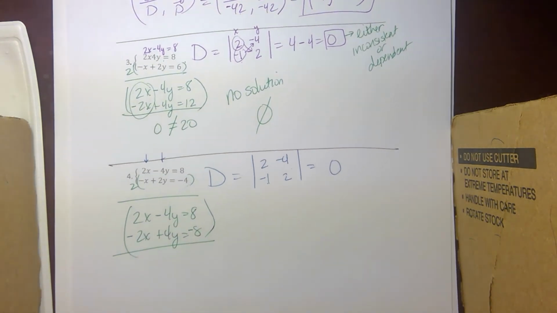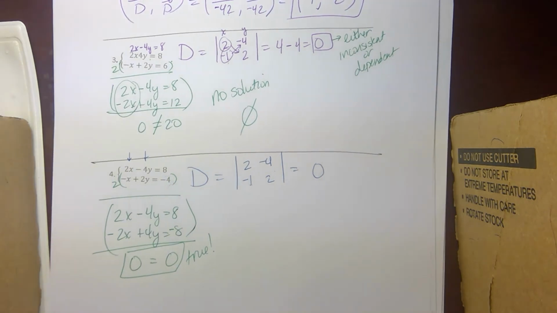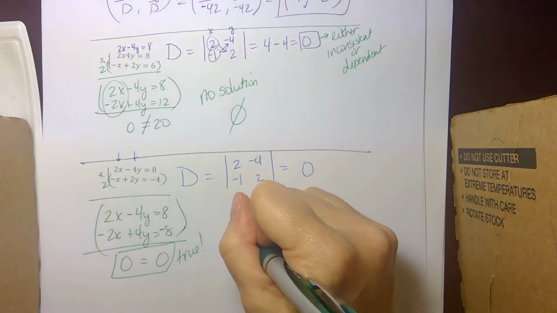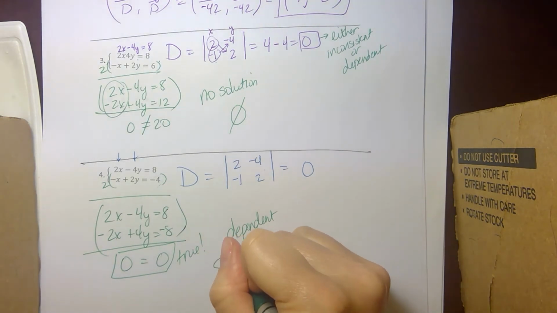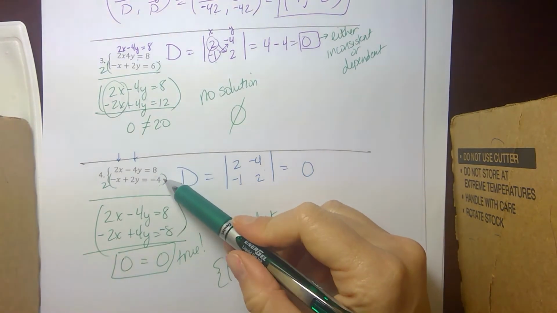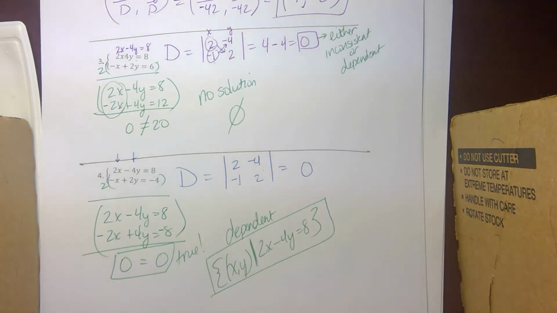Now when I add these two equations together, I still get 0 on the left, but this time I also get 0 on the right. 0 equals 0 is true. It's always true. And if I get that always true statement, it means that I have a dependent system with infinitely many solutions. How do I write that? Well, I say it's any ordered pair (x, y) such that it satisfies one of the two equations in the system. I can write either equation; I don't have to do both. That is my solution set that shows I have infinitely many solutions.